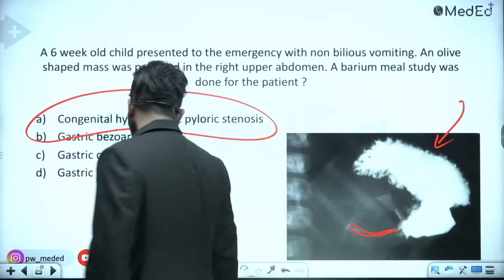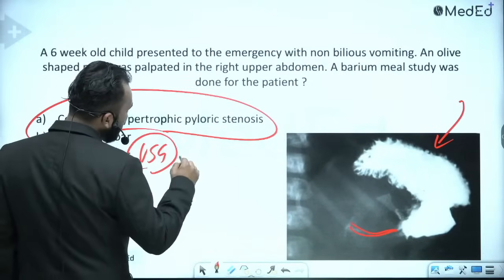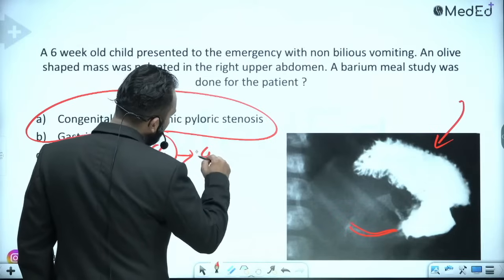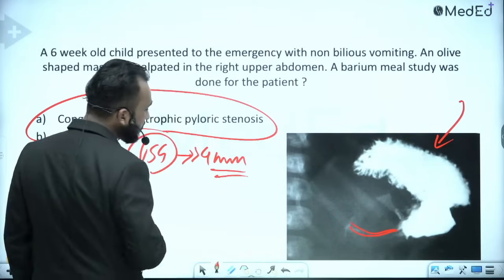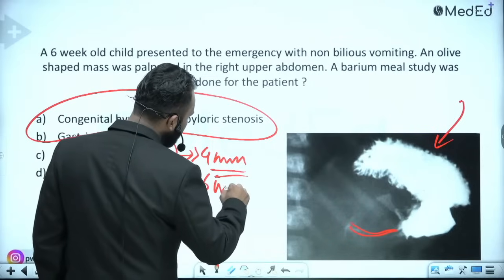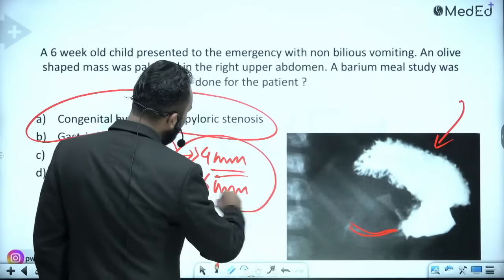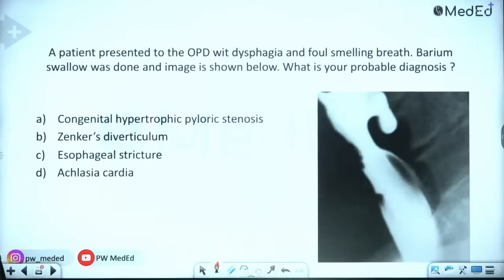So what are the features that you are going to see in ultrasound? If the thickness of the pylorus is more than 4 mm, and it is extending for a length of more than 16 mm, then you can label this case as a case of congenital hypertrophic pyloric stenosis.